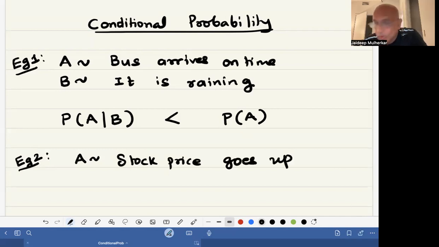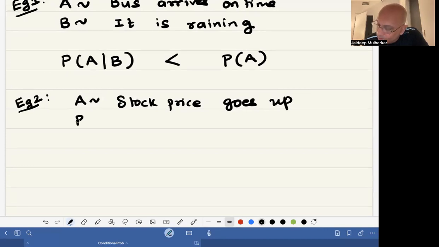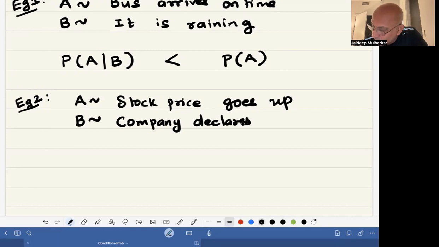goes up. So of course, if you are trading in the stock market, you would like to know the correct timing of buying or selling stock. So you would like to know whether this particular company that you are looking at, its stock price goes up. Now, event B is the event that the company declares a profit. Again, our usual experience is that the probability that the stock price goes up, given that the company declares a profit, will be different if we don't know this additional information that a company has declared a profit. So again, in this case, we would like to compute the probability of the stock price going up, given that the company has declared a profit.